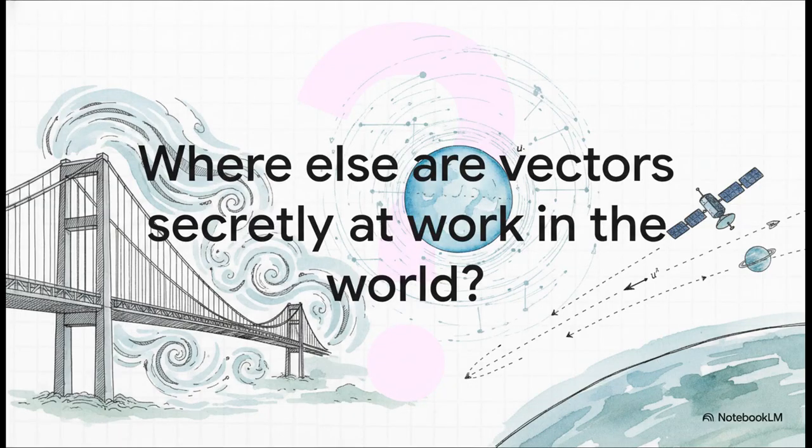So now you've seen the secret code that guides movement in all these digital worlds we love to play in. I'll leave you with this. Now that you know what to look for, where else out there in the real world, from the wind pushing on a skyscraper to the path of a satellite in orbit, where else do you think these secret vectors are at work? Something to think about.